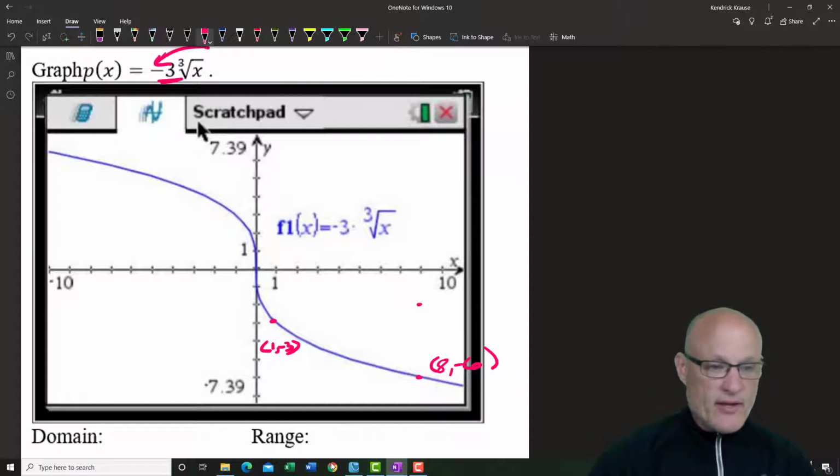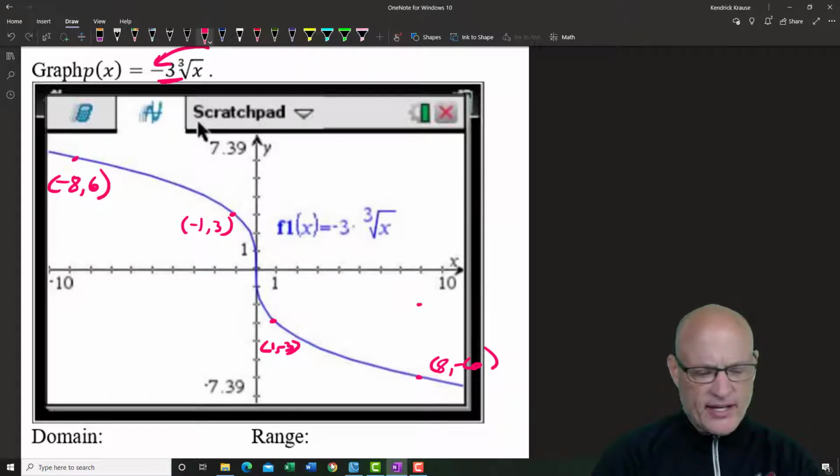Now, if you plug in negative 1, the cube root of negative 1 is negative 1, but multiply by negative 3, and you get positive 3. And then negative 8 would give positive 6. So this is negative 1, positive 3, and negative 8, positive 6.